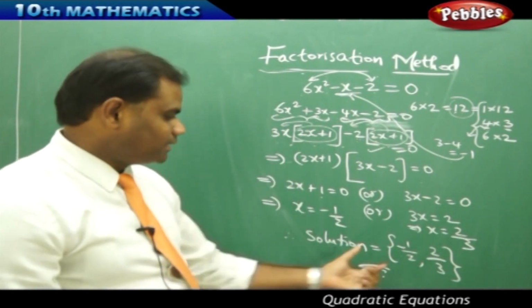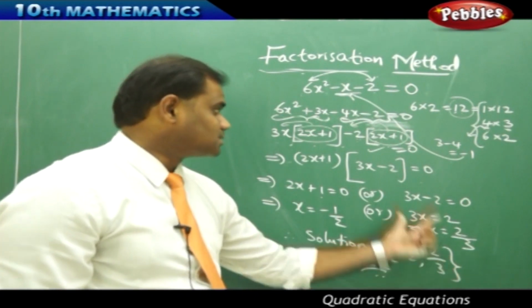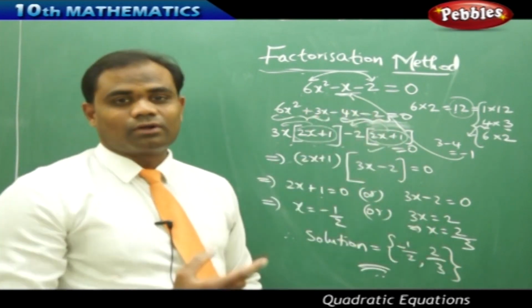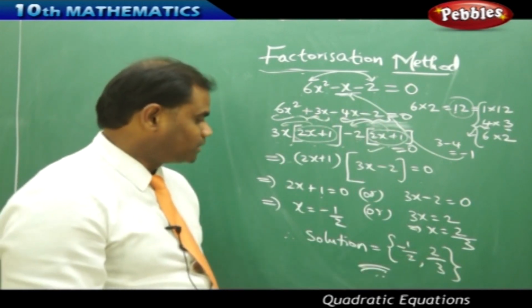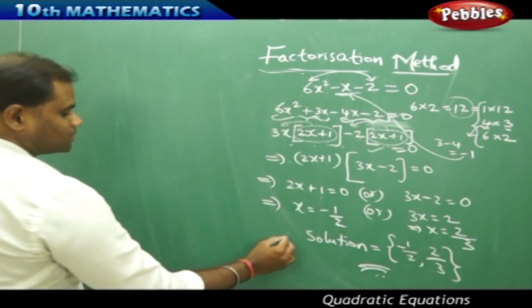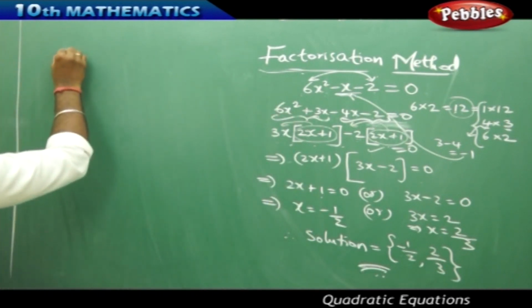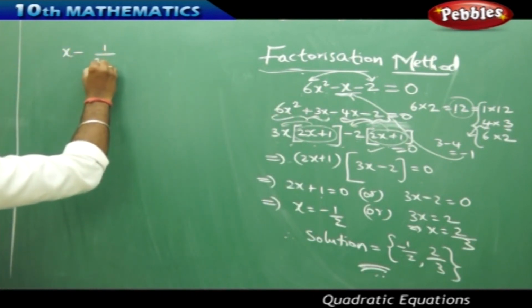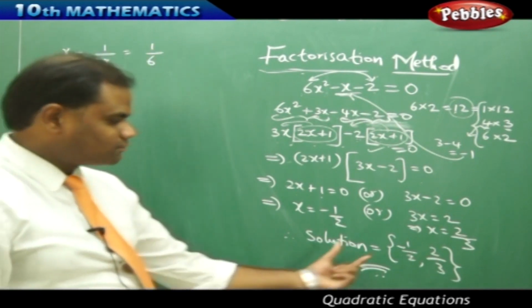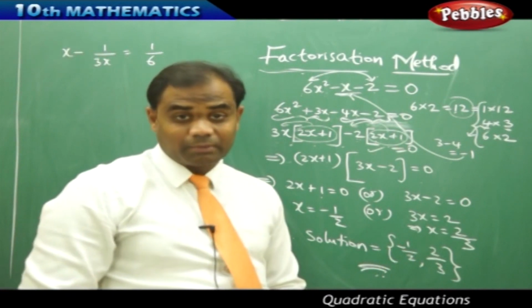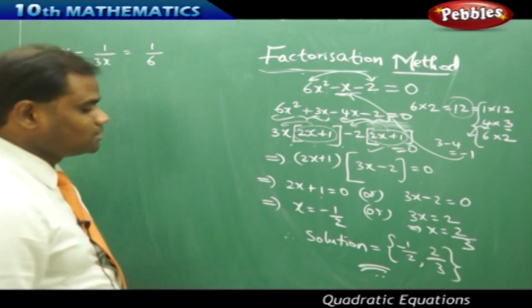So I can substitute the value of x as this or this in either this equation or the original equation. So let's substitute in the original equation. My original equation says that x minus 1 over 3x is 1 over 6. So let me see if this first value, x equal to minus 1 by 2, satisfies this equation.